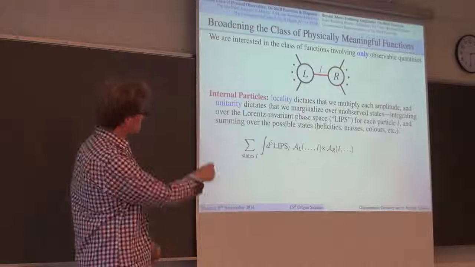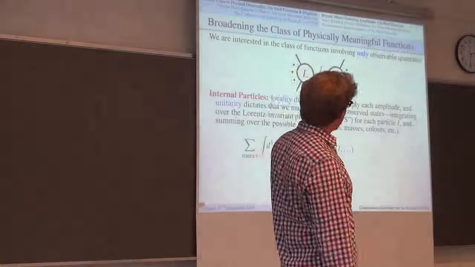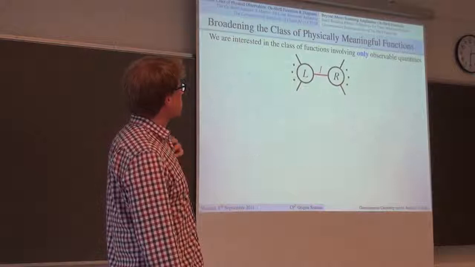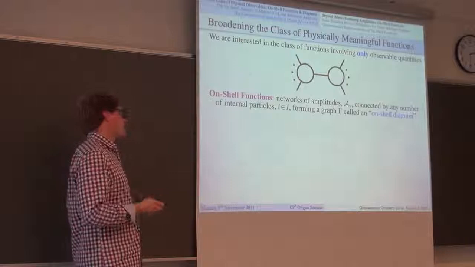Now this story here, this rule for dealing with internal particles, usually falls under the category of generalized unitarity, but I want to emphasize that this is really basic quantum mechanics. Okay. Now, importantly, this example may seem a little trivial, but this immediately generalizes to an arbitrary graph of amplitudes. So if you draw any graph with amplitudes at every vertex, the same rules of locality and unitarity dictate what we mean by that as a function.